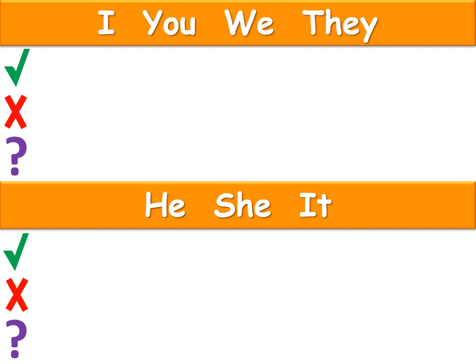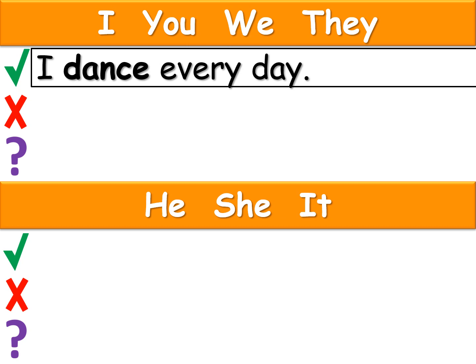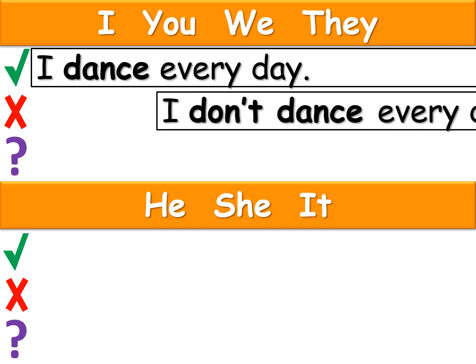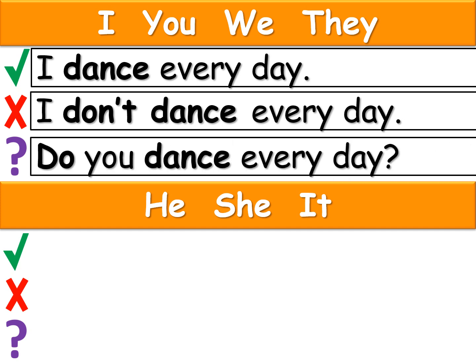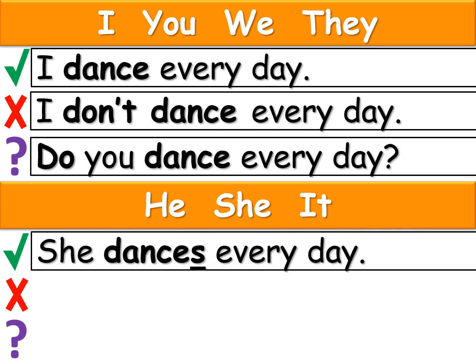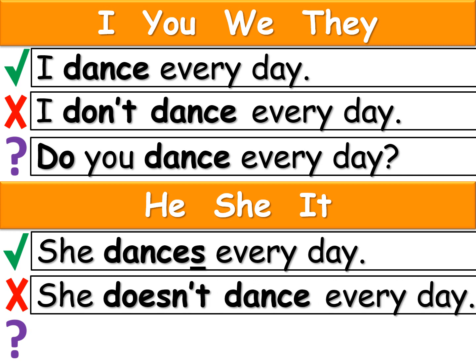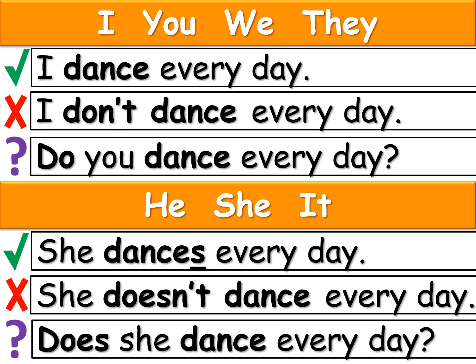So we have I, you, we, they. A yes sentence could look like this. I dance every day. Dance is our verb, and we don't need to add S because we're talking about I, you, we, they. So I dance every day, a no sentence. I don't dance every day. And a question, do you dance every day? Now for he, she, it. She dances every day. She doesn't dance every day. Does she dance every day? So here are some examples that follow our simple present rule.